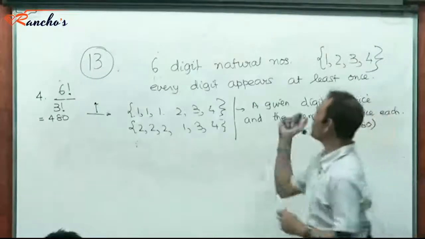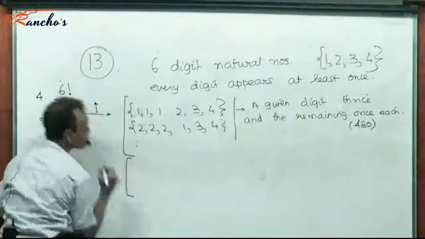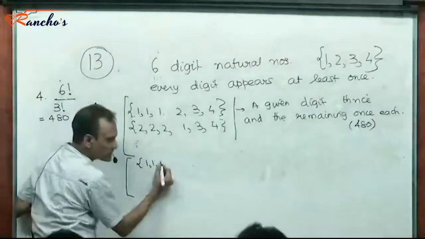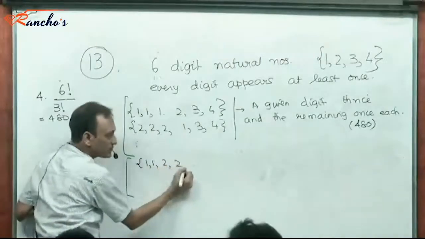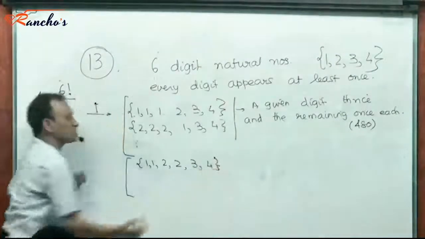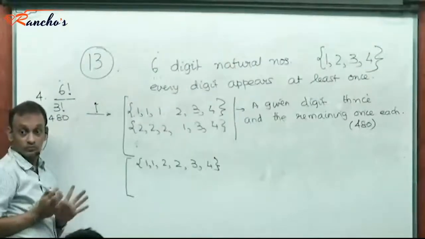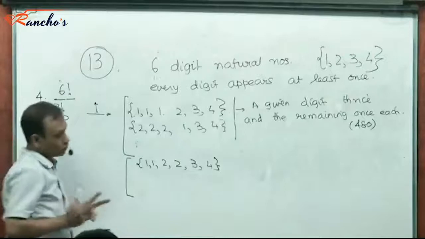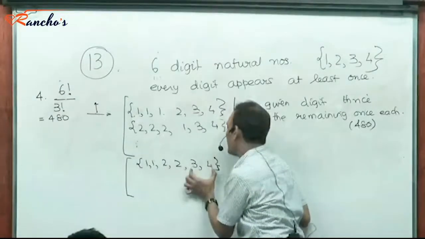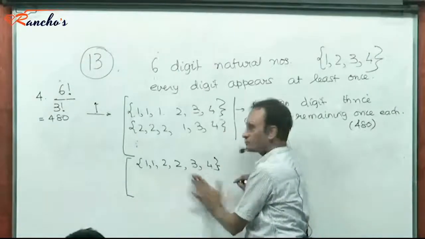The second possibility is, so this is all one set of cases. Now the second set of cases would be, say a case like this. A given number appearing twice, another appearing twice, and then the remaining 2 appearing once each. This category is also possible. Yes or no? 2 digits appearing twice and the remaining 2 appearing once. Say for example just this case.